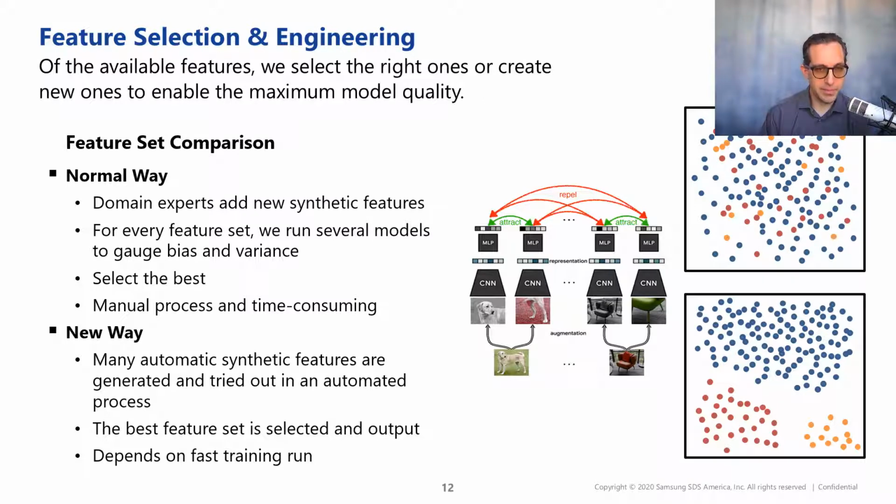So one example of doing this for images is to take parts of the image and call them features. So you see, for example, here down at the left bottom, we have an image of a dog.